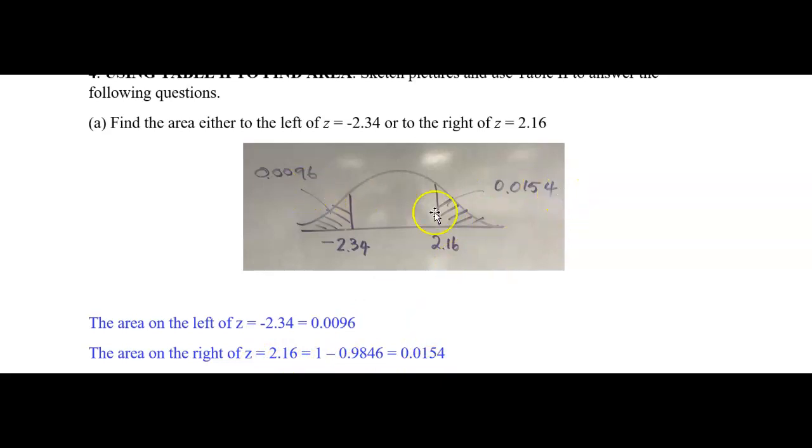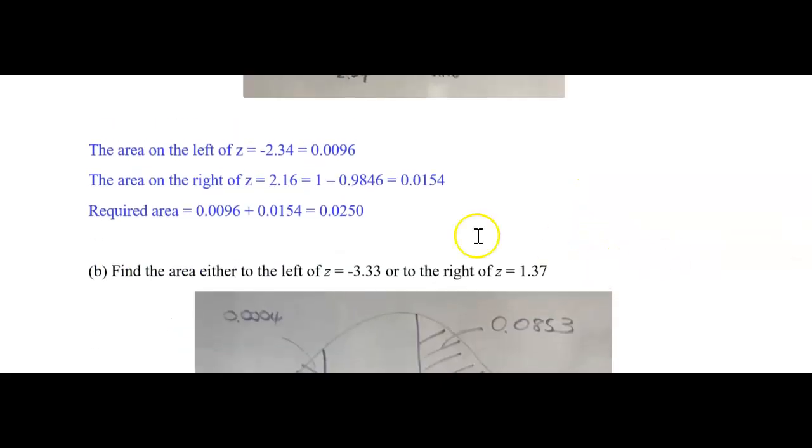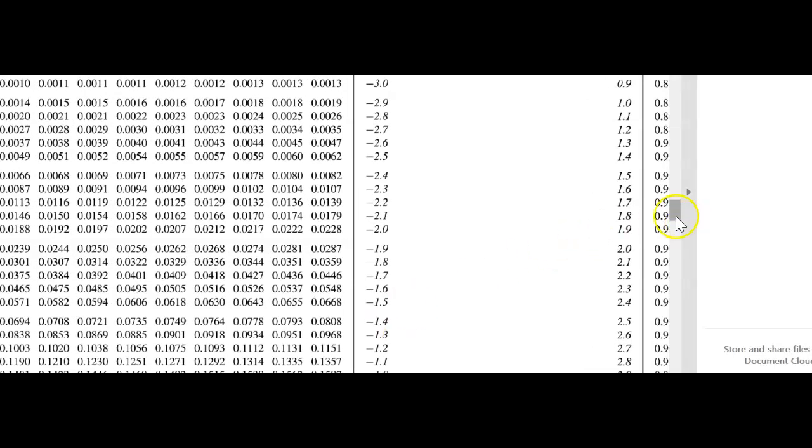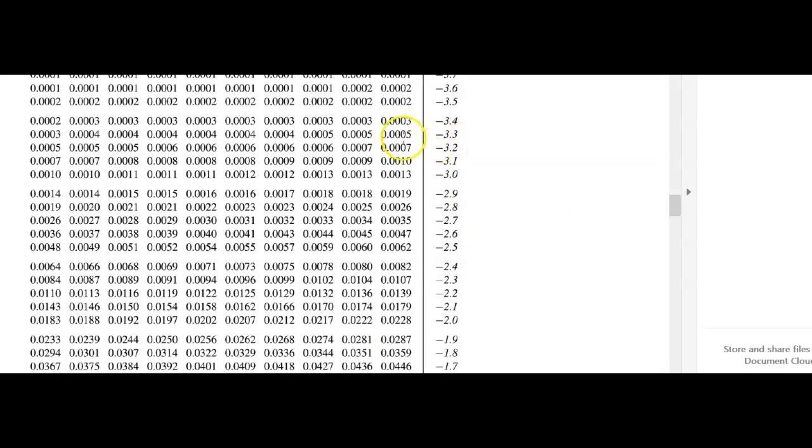1 minus that is 0.0154. So we add these two areas to get the final answer, 0.0250. Okay? Then we do the same thing for B, negative 3.33, negative 3.33, 0.0004.